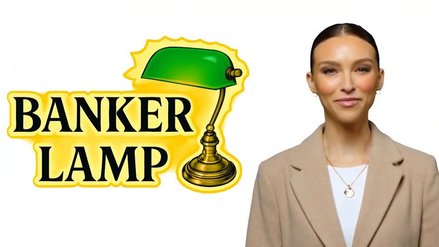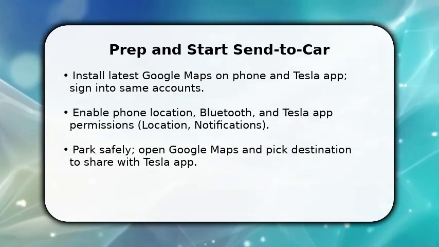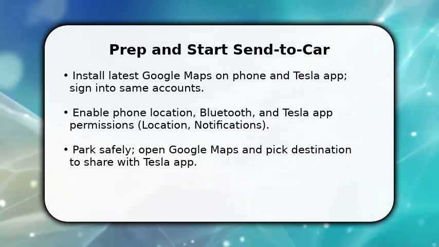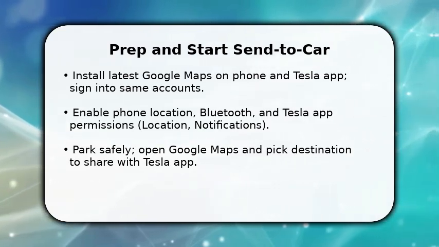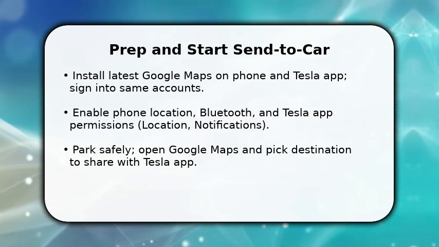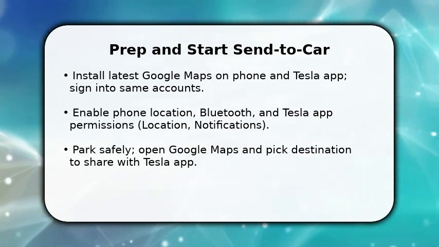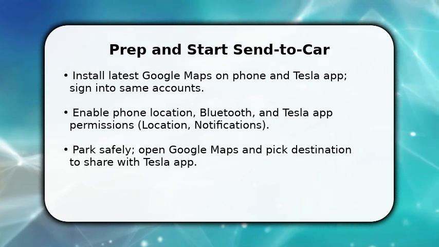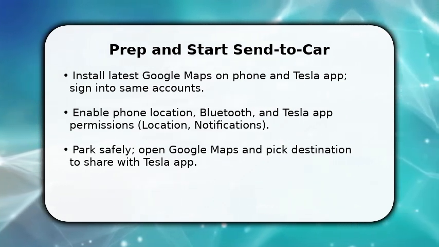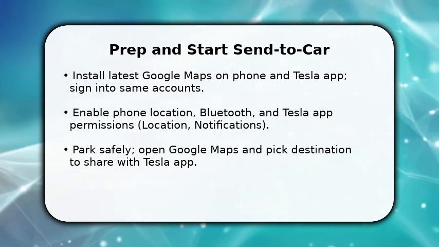Please enjoy the video. You begin by preparing both devices. Make sure Google Maps and the Tesla app are updated and allowed to use location and notifications. Once done, open Google Maps, choose your destination, and tap Share. Select the Tesla app from the Share sheet. This cues the address to your car.